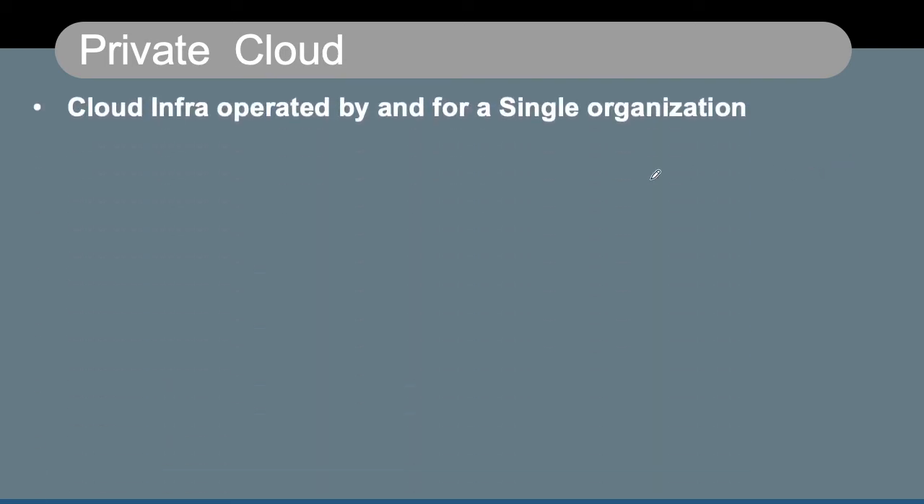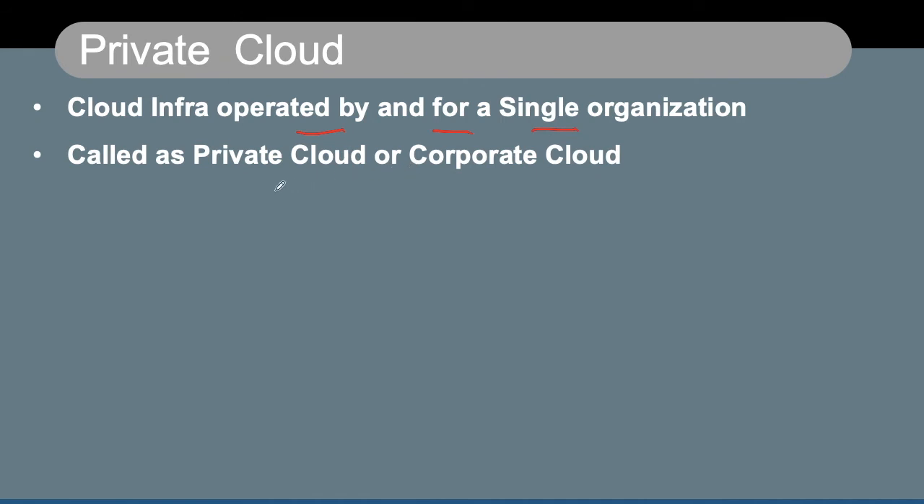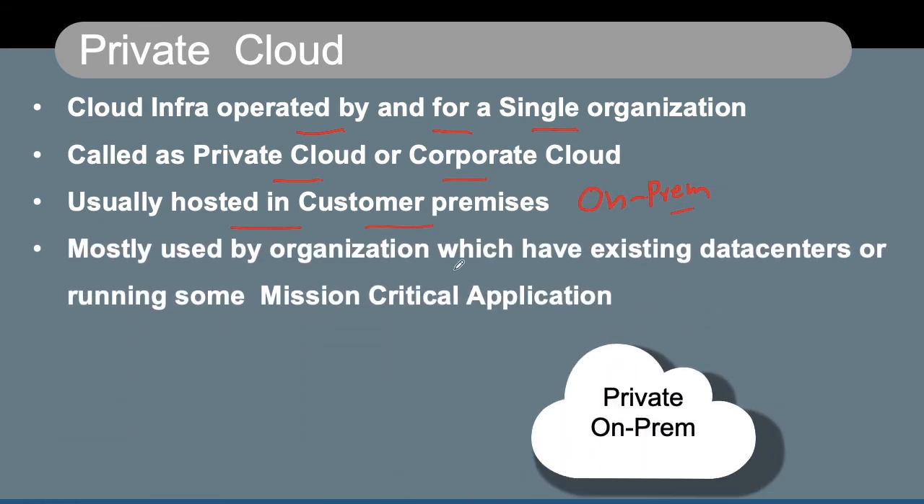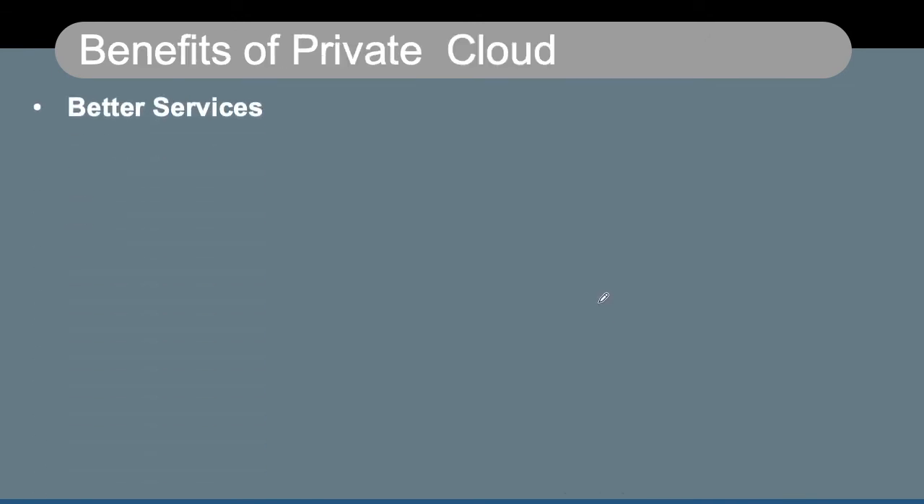Now private cloud will be operated by and operated for a single organization, called private cloud or corporate cloud, usually hosted in customer premises, which is also called on-prem data center, mostly used by organizations which have an existing data center and are running some mission critical applications. Now benefits of private cloud, it will give you better services because all the resources are available for you.